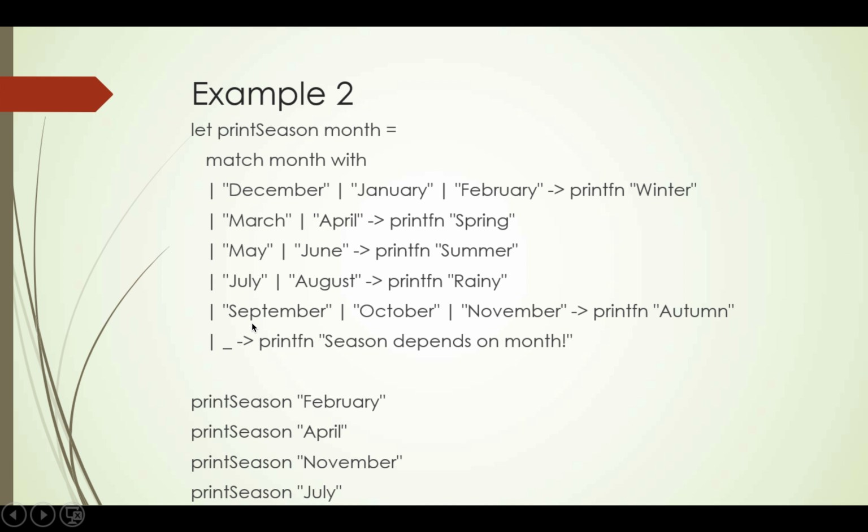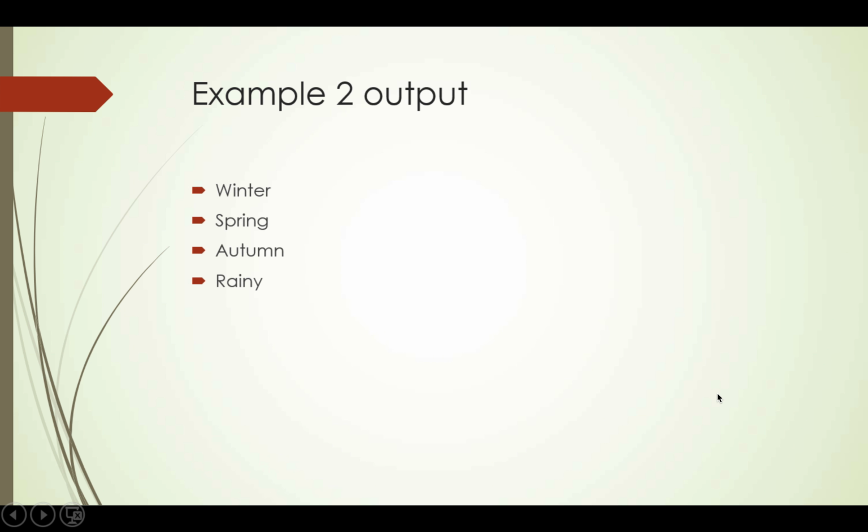Now we get April. We're going to come up here to the same exact thing, print season month, which is April, match April with, all these are false, this is false, but this is true. So we're going to print spring. I want you to do the next two on your own and check your answers on this next slide. Okay, so this is what we said here, winter, spring, and the next two are autumn and rainy.